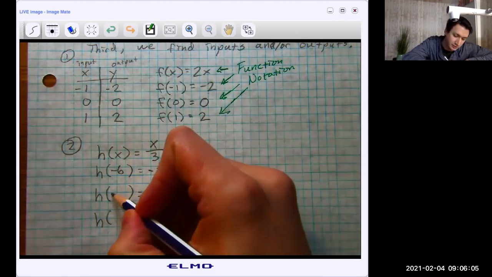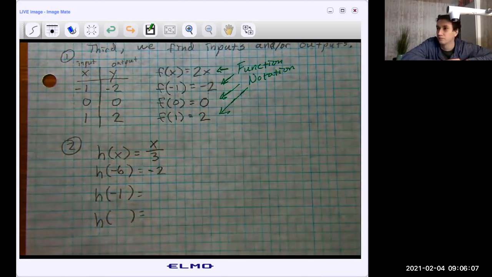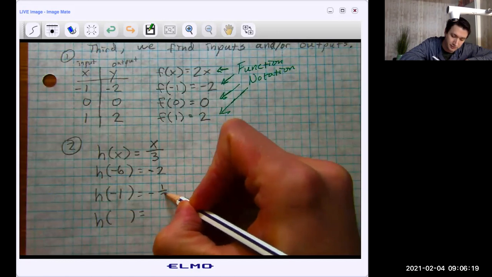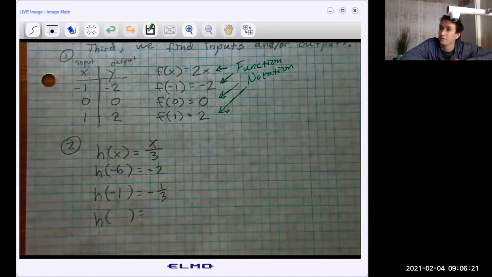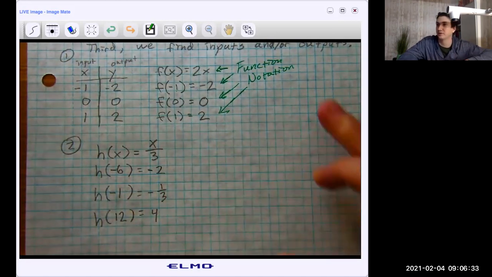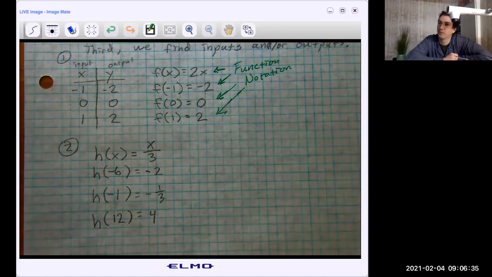Let's try putting in a -1. What would our output be? -1/3, right? And then let's try a positive number as well. Let's say 12. We put in a 12, what do we get out? A 4. Questions, comments, concerns, wonderings?